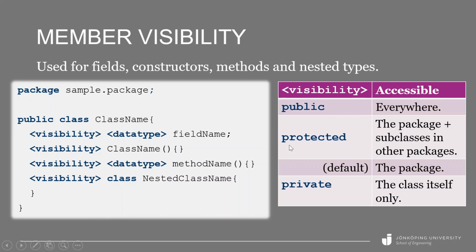If you write the keyword protected as the visibility, then all classes inside the same package can access that member, but also subclasses in other packages can access that member as well. So imagine that we have this class inside this package, then we send this package to another programmer. That other programmer writes his own code in another package, and he creates a subclass, so a class that inherits from this class. Then he can access all of the members here that have been marked as protected.